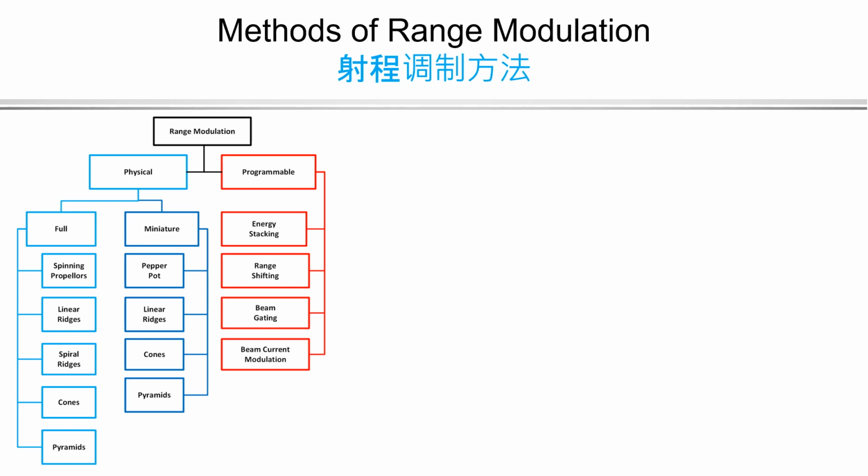On the right, within red boxes, are listed several programmable methods including energy stacking, range shifting, beam gating, and beam current modulation. On the left, within blue boxes, are listed methods that employ physical devices. At the extreme left are devices that can provide a uniform dose over the entire target, also referred to as full modulation. On the right branch of the physical devices are so-called miniature devices that only provide partial modulation. The most common of these devices are ripple filters, but not all miniature devices are ripple filters.